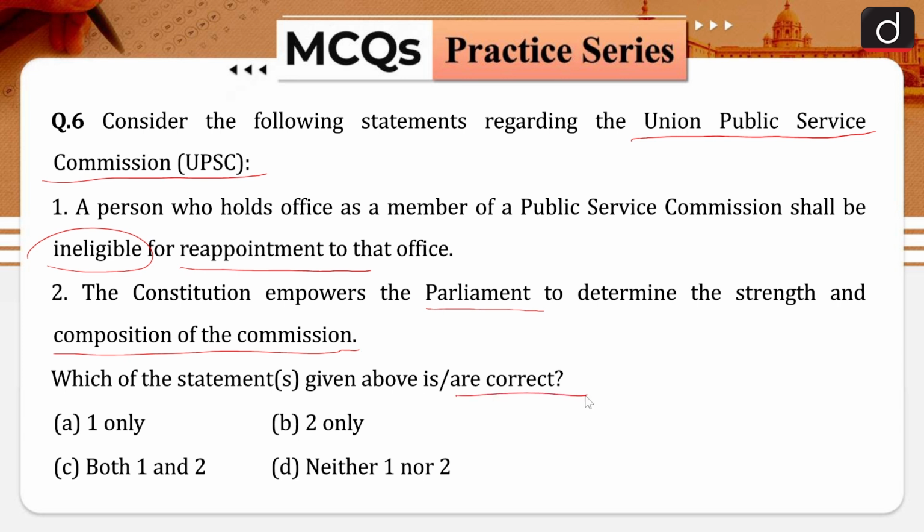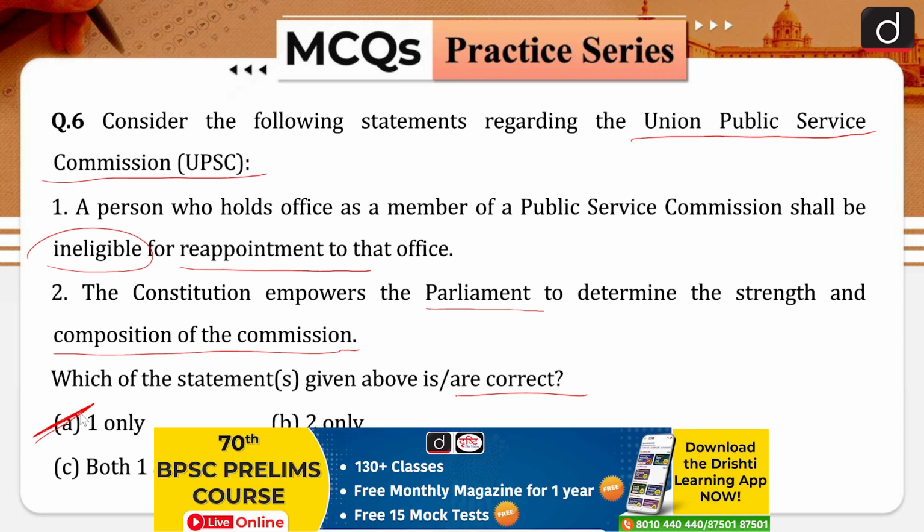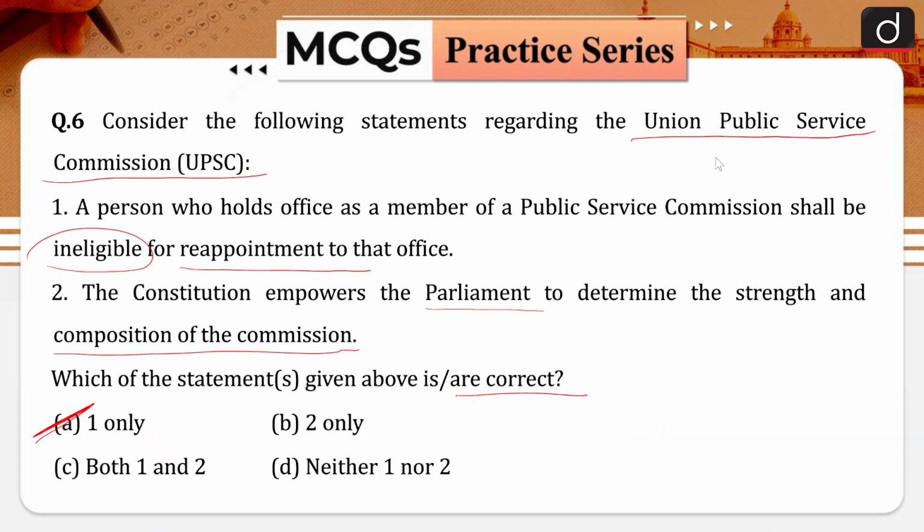Option A, 1 only. Option B, 2 only. Option C is both 1 and 2. And option D is neither 1 nor 2. The correct answer for this question is going to be option A, 1 only. If I talk about the Union Public Service Commission or the UPSC, it is an autonomous constitutional body, and as aspirants definitely we can relate to this commission more than we can relate to anything else.